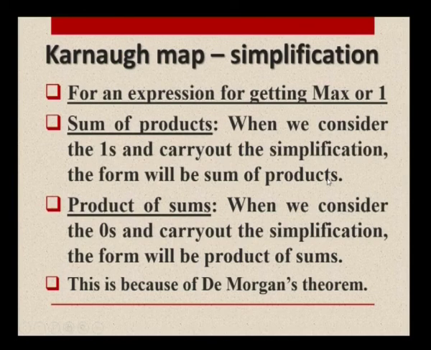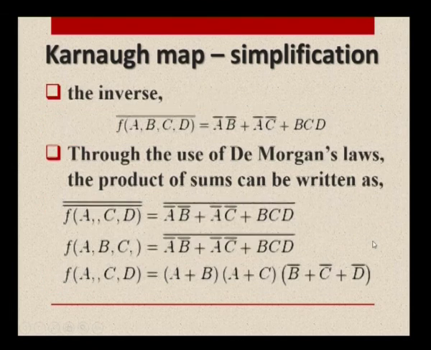Now, how do we write the terms as sum of products and product of sums? As I said, if we recognize the ones, we get the sum of products. If we recognize the zeros, then we get the product of sums also. It is because of the explanation which I have given. If we consider the zeros, complement of complement will get nullified. See, this term is getting reduced in the form of a product of sums also. So, this is the advantage of using a K-map.